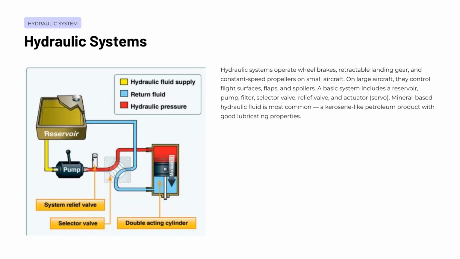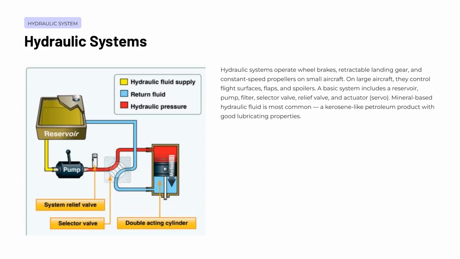Hydraulic systems are a critical part of aircraft operation, and understanding their basic function is essential for any pilot or aviation technician. On small aircraft, hydraulic systems are commonly used to operate wheel brakes, retractable landing gear, and constant-speed propellers. As aircraft grow larger and more complex, these systems take on even greater responsibility, controlling primary flight surfaces, flaps, and spoilers.